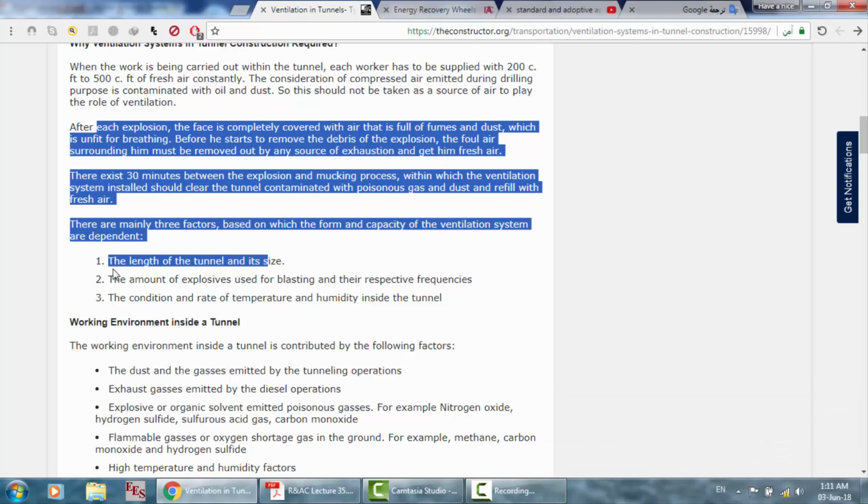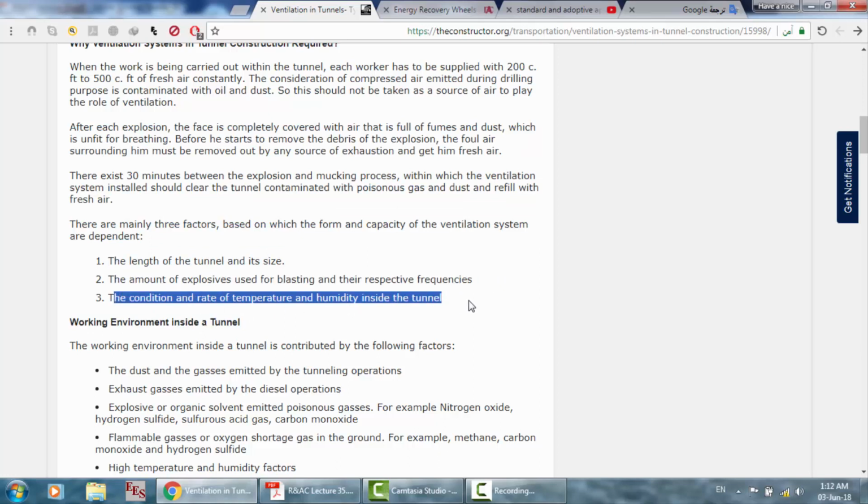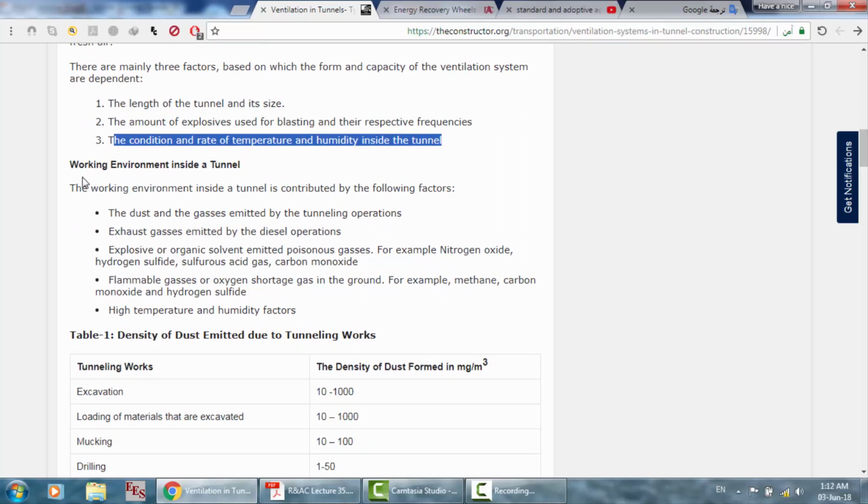Here are the main three factors: the length of the tunnel and its size; the amount of explosives used for blasting and their respective frequencies; and the condition and rate of temperature and humidity inside the tunnel. Working environment inside the tunnel.